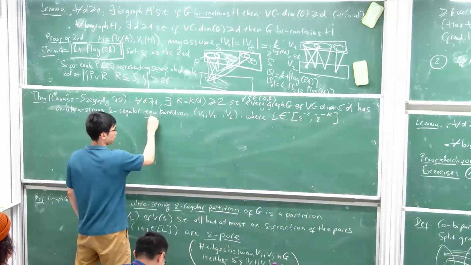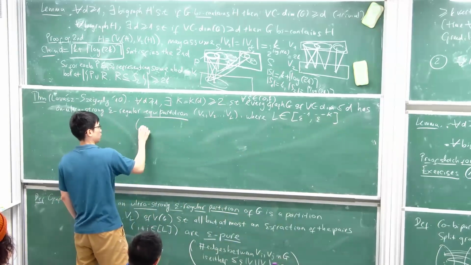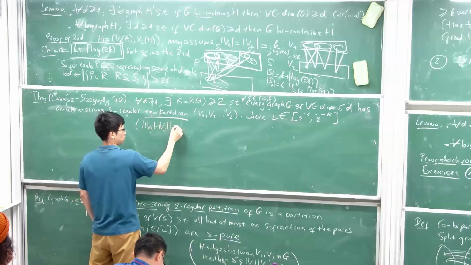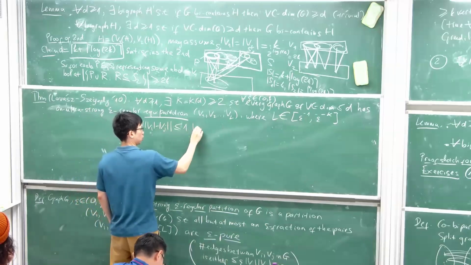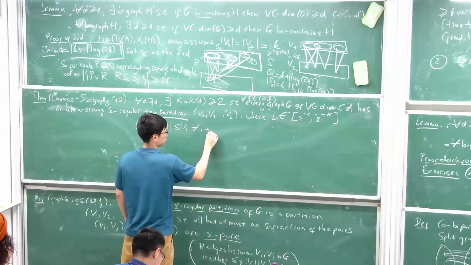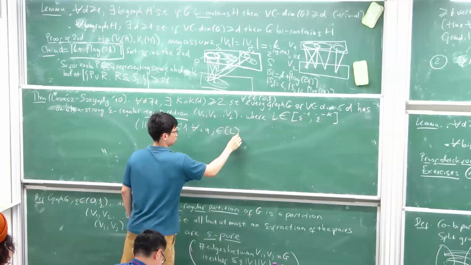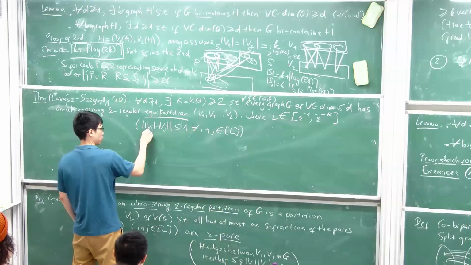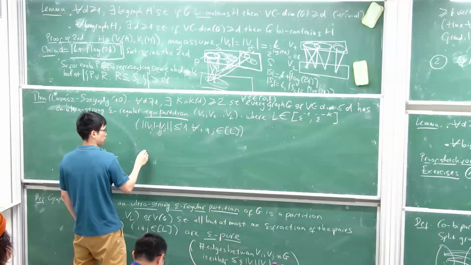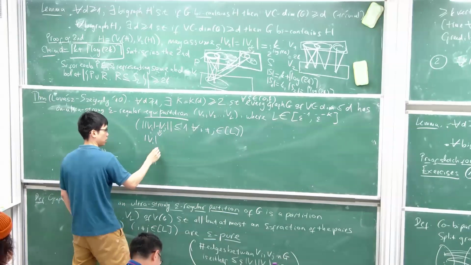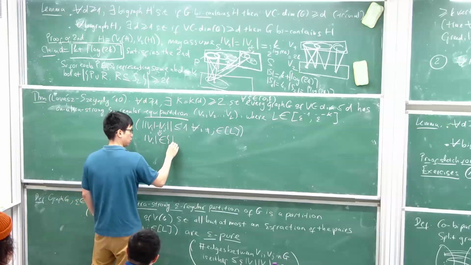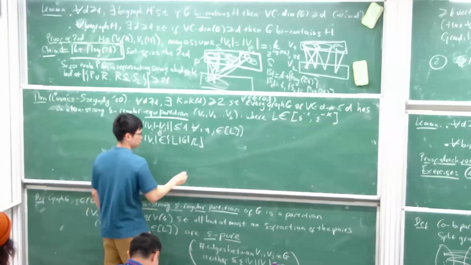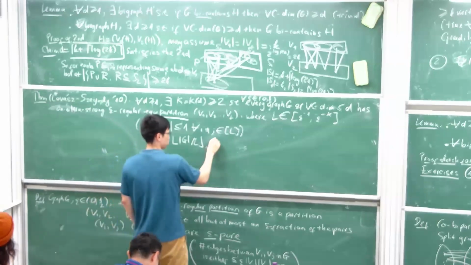And here by equipartition, I mean the size difference between any two parts is at most 1, in other words, you can deduce that each part is of one of two values.